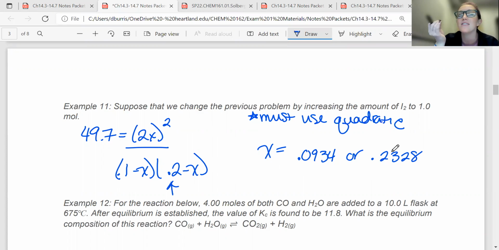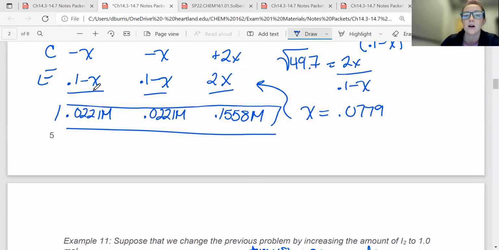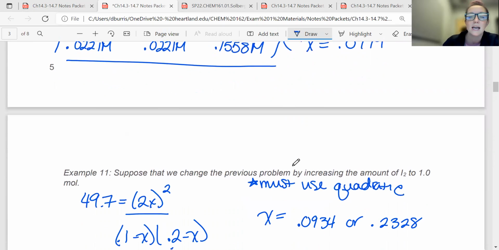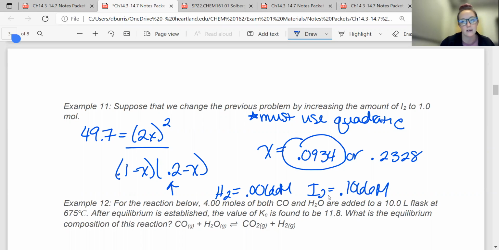The reason being, you can never have a negative molarity of something. That would mean you have a negative amount, which is completely impossible. So only one of these, when you plug x back into these down here, is actually going to result in numbers that work. In this case, that is this value, because this one's too big, I end up with negative molarities. So if you do your math right, you should get that your H2 concentration is 0.0066 molar. Your I2 concentration is 0.1066 molar, because I increased it. And my HI concentration is 0.1868 molar.